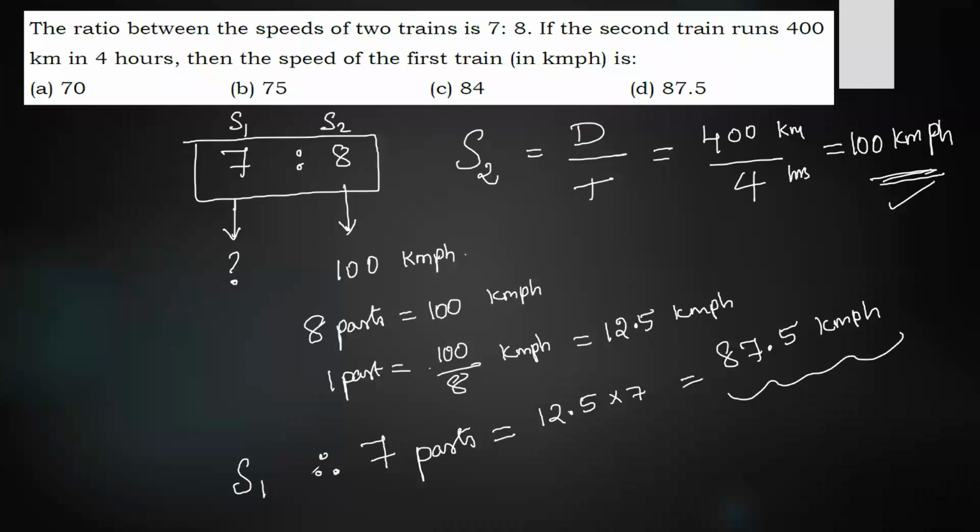The speed of S1 equals 7 parts, so 87.5. Is it clear, option D? If we are good in multiplication, we can directly move from this. You can easily say that 400 divided by 4 is 100. So 8 is 100. What is 7? So clear?